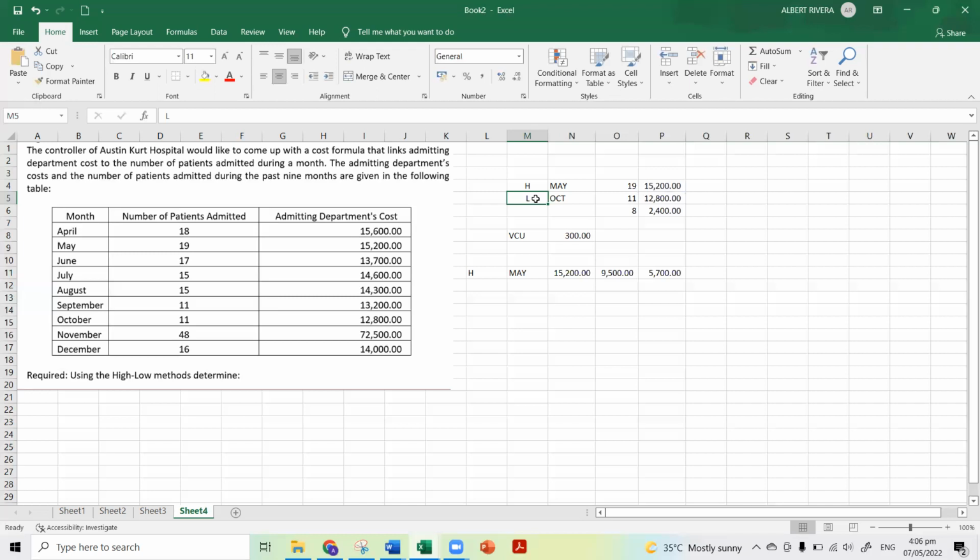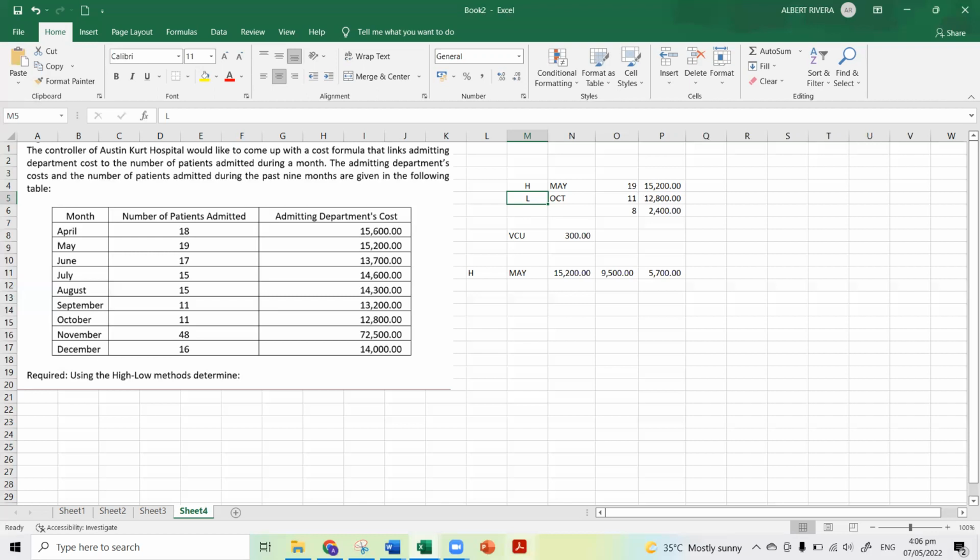Okay, so how about for the lowest point, lowest activity? Can you please identify what is the level of fixed cost? Kano? Okay, siyempre 9,500 din. And what is the variable cost? What is the variable cost for October? Okay, so that is 3,300. Okay, ganun siya. So that is your high-low.